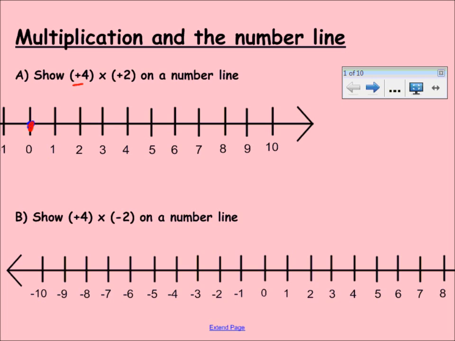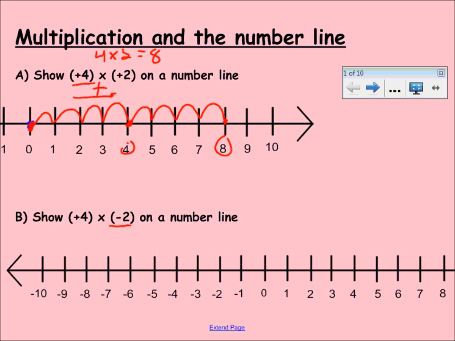So we go positive 4: 1, 2, 3, 4, because we know that this is positive. And we're going to do that 2 times. So there's the number 4. We're going to go 1, 2, 3, 4. Now that's pretty simple. We know that positive 4 times 2 equals 8.